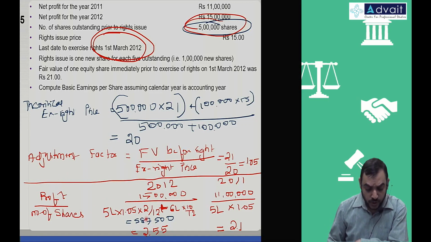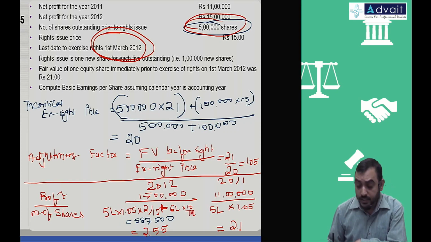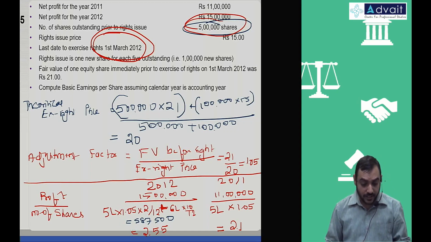Okay, and that is what we have done here. Up to the date of issue, that is for the first 2 months, we have taken this adjusting factor. After the date of the right issue, that is for the remaining 10 months, we have taken the total number of shares. So up to 1st of March, the adjusting factor is applied. After 1st of March, for the remaining 10 months, the total number of shares is considered. That is the impact of the right issue.